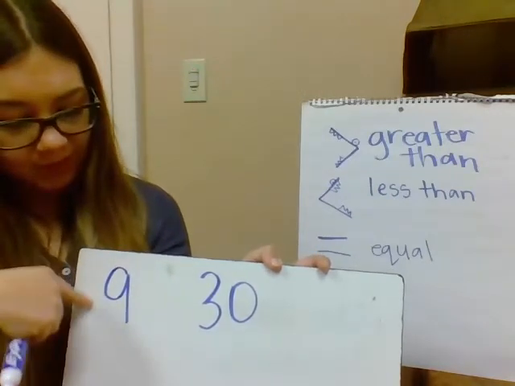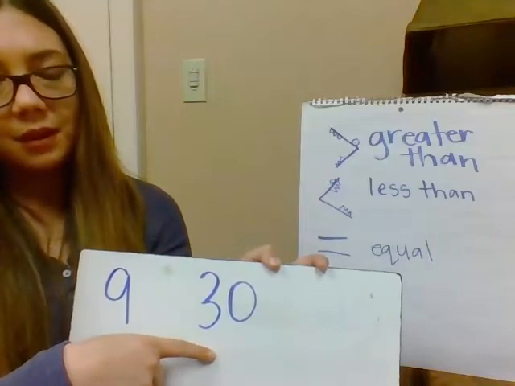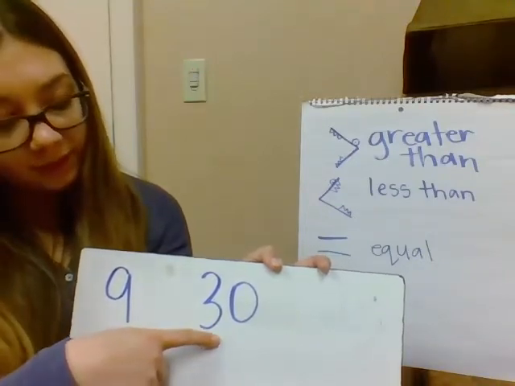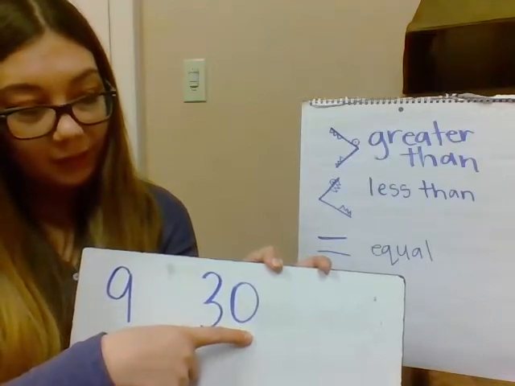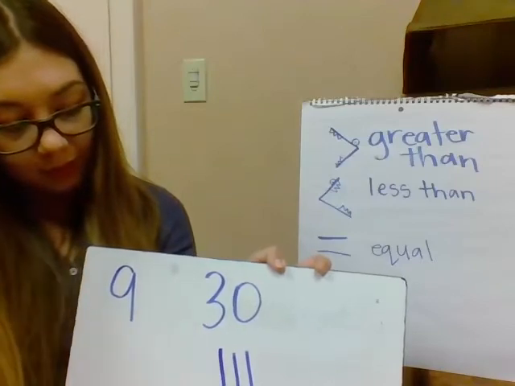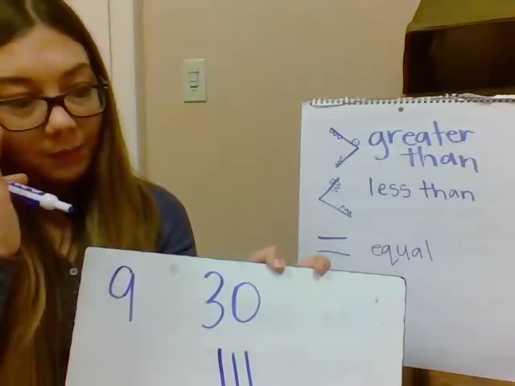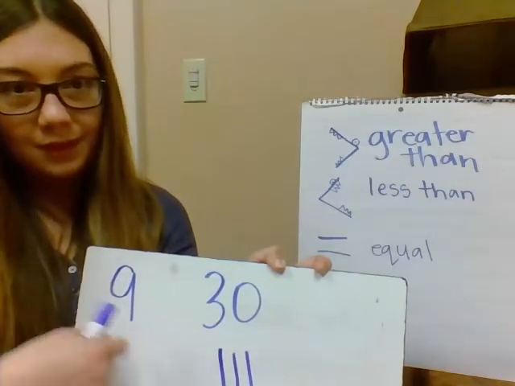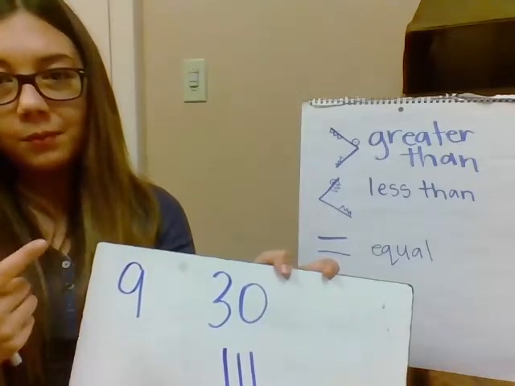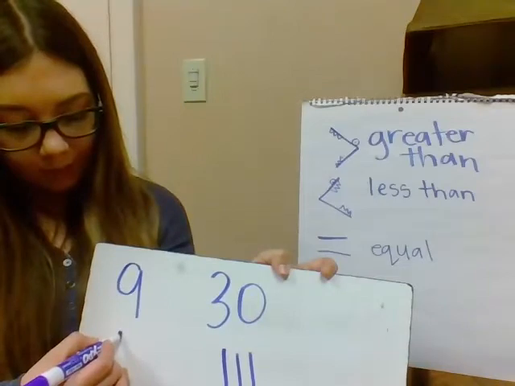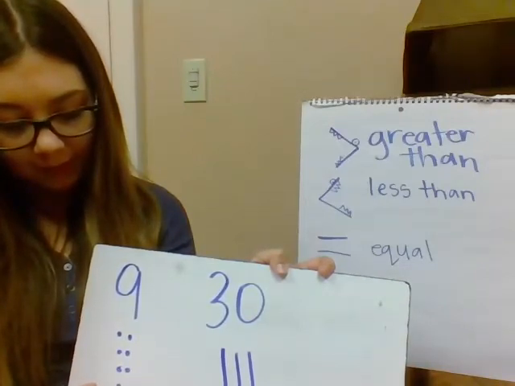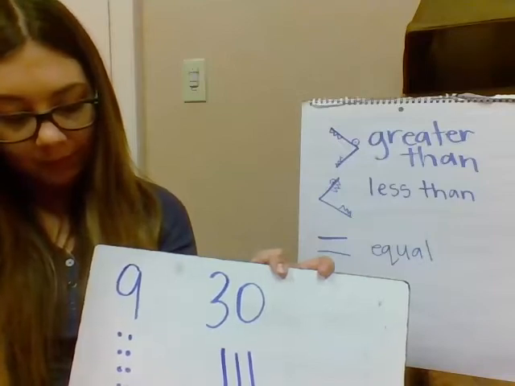9? There's only 1 digit here. This has 2 digits. I remember that if a number has 2 digits, here's my tens place and my ones place, that's 10, 20, 30. That's three groups of 10. There's 3 sticks right there, 3 tens. 9, I still need 1 more to get a 10. So 1, 2, 3, 4, 5, 6, 7, 8, 9.